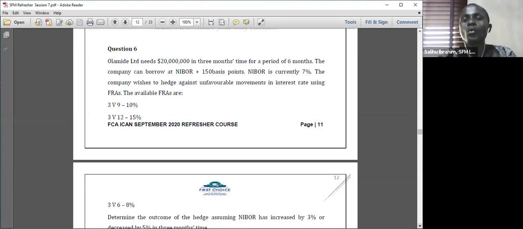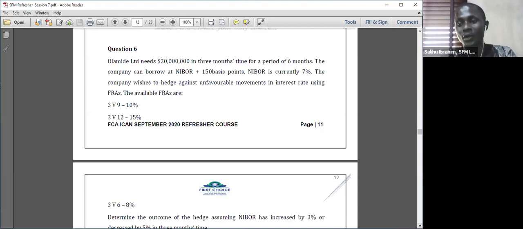Now, we have what we call the base rate, and we have what we call the basis point. The base rate is the risk-free rate. That risk-free rate can be called various names depending on the country in which the transaction is taking place. For instance, in the UK, it is called LIBOR, which is London Interbank Offer Rate.